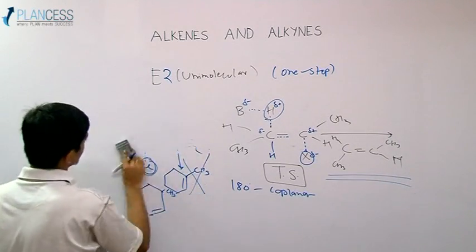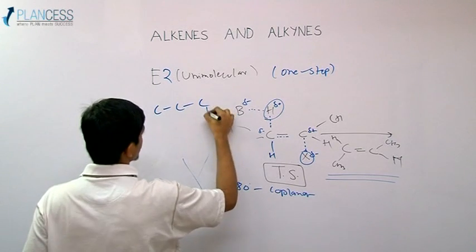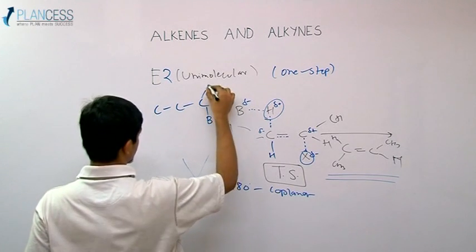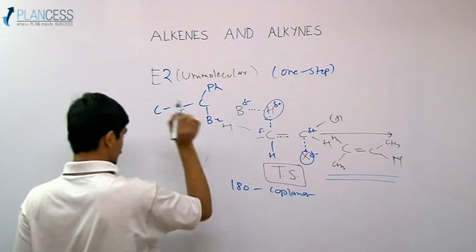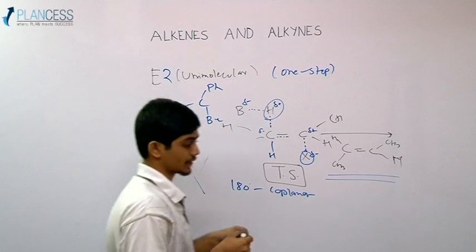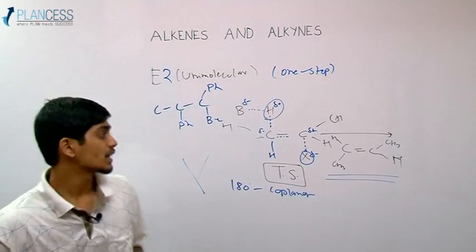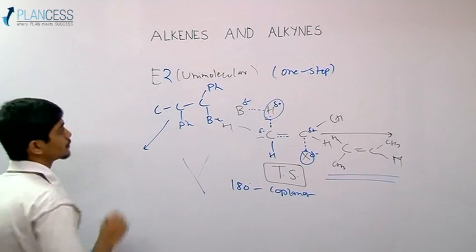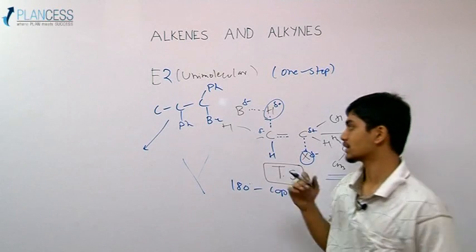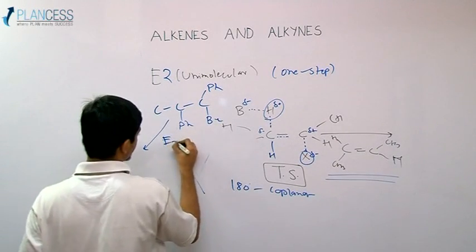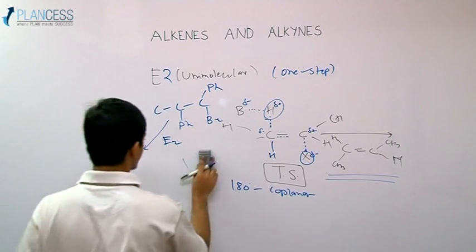As an example, take a propane chain, C C C, with a bromine here and a phenyl here, 1,2 diphenyl. So this is the compound we have, 1-bromo-1,2-diphenylpropane. Now if from here I want to do the E2 mechanism, the dehydrohalogenation, what is the product that I will get? So let us see here.